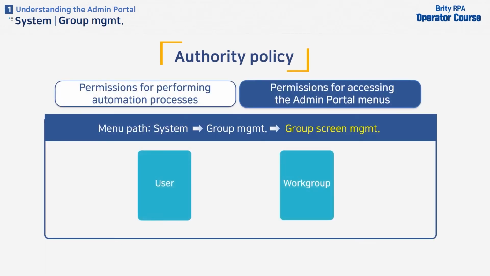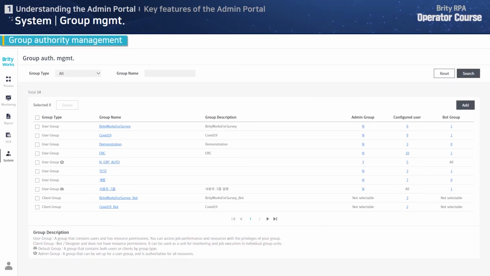Second, you can set access permissions by workgroup in the Group Screen Management menu. In the User menu, you can set a workgroup for each user. On the Group Authority Management screen, you can register and manage user workgroups.